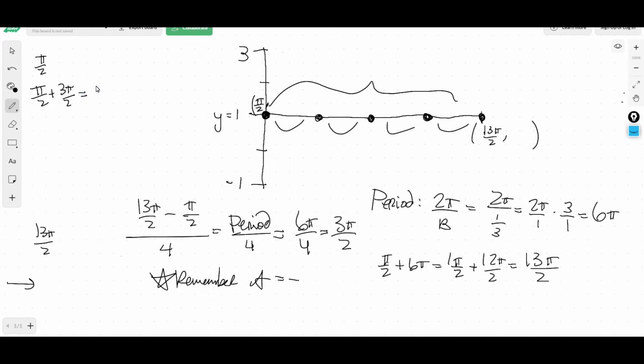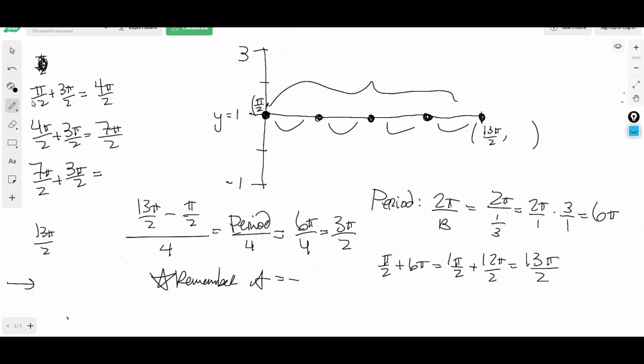So this next point will be pi over 2 plus 3 pi over 2. Well, that's 4 pi over 2. Again, plus 3 pi over 2. That's 7 pi over 2. Again, plus 3 pi over 2. And that should be, uh-oh, what did I do wrong? Oh, I didn't do anything wrong. I started off with pi over 2 down here. Whoops. Yeah, that's fine, whatever.